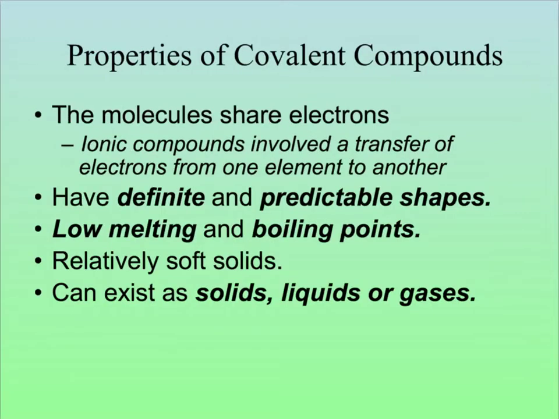Properties of a covalent compound include the fact that they share electrons. If you recall, ionic compounds involve the transfer of electrons from one element to another, whereas a covalent compound shares them between the two of them. They also have a definite and predictable shape. They tend to have low melting and boiling points. They are relatively soft solids, and they can exist as solids, liquids, or gases.